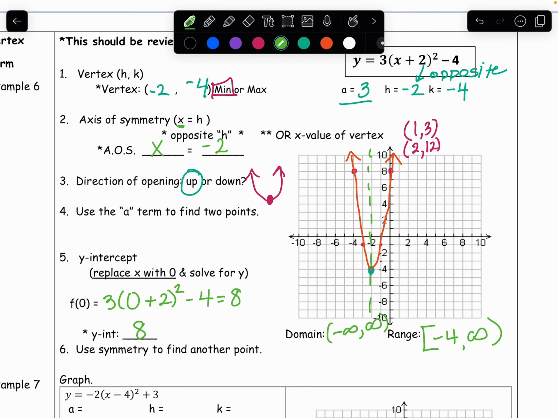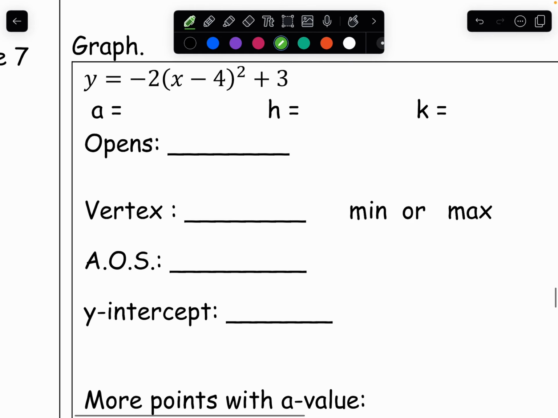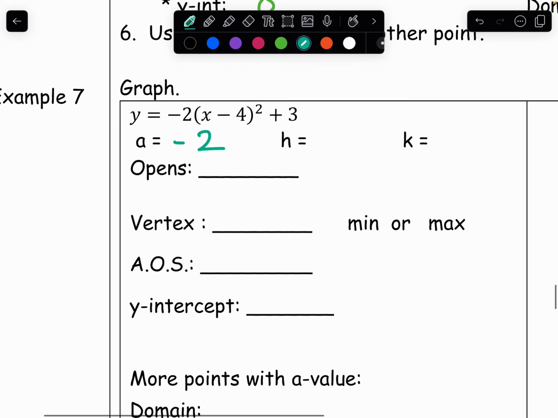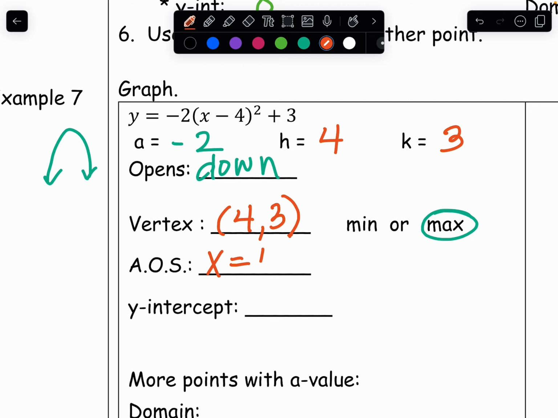Voila! Okay, last problem. Here we go. So a is negative 2. I'm going to really pause for a moment because what that tells us, graph opens down, which means our vertex is going to be a maximum, okay? My h value is positive 4, and my k value is 3. So what that means is my vertex is 4, 3. That also means my axis of symmetry is x equals 4.